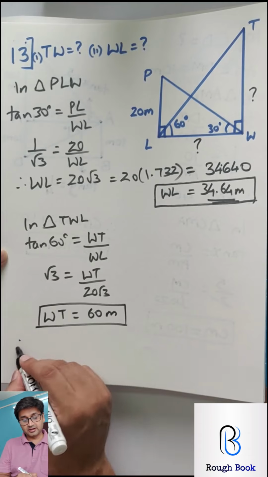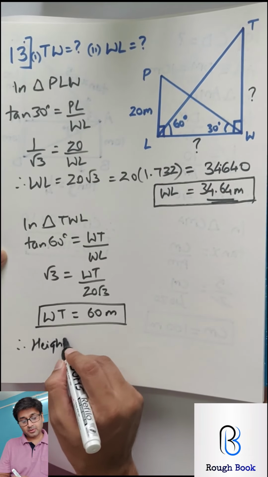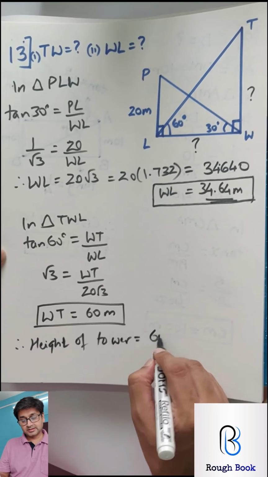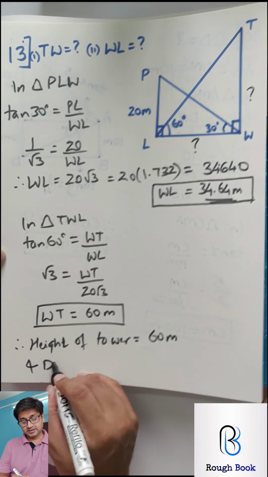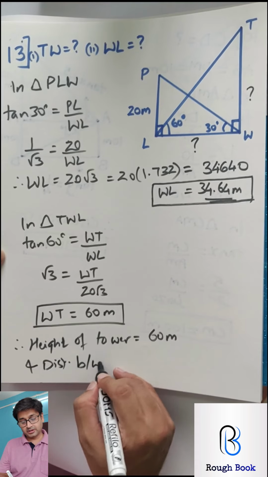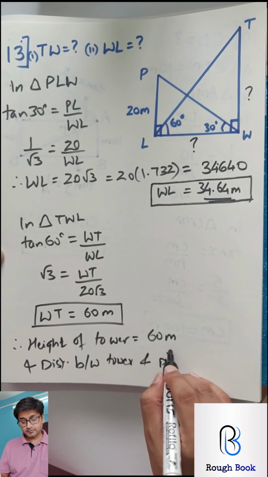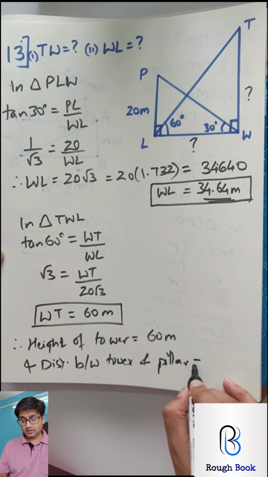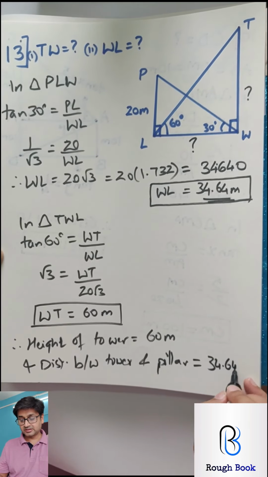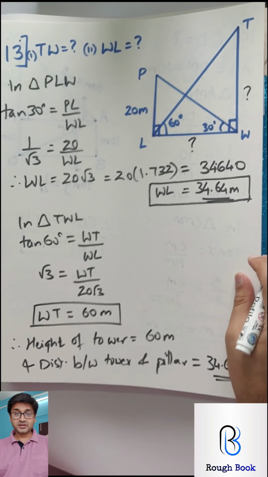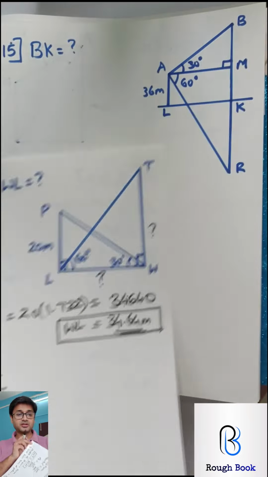You can directly write, therefore height of tower is 60 meters and distance between tower and pillar is equal to 34.64 meters. Are you getting it now, everyone? Was this simple? Great. Let's go to the next one.